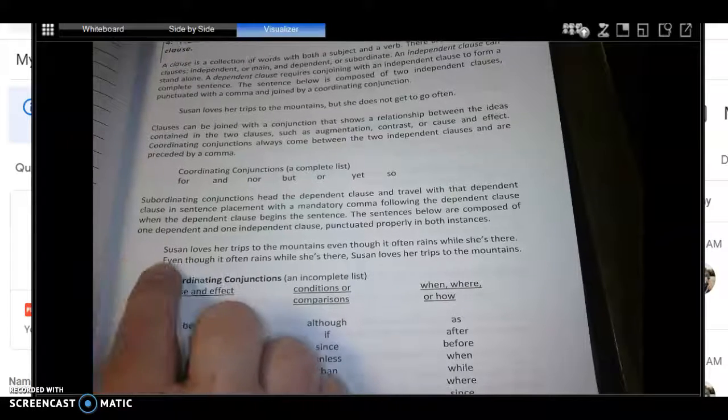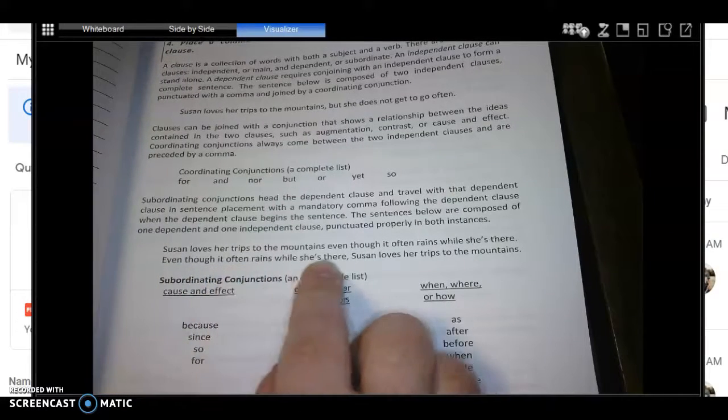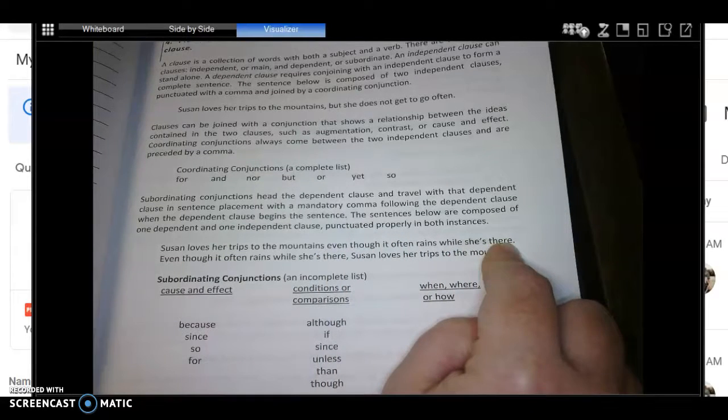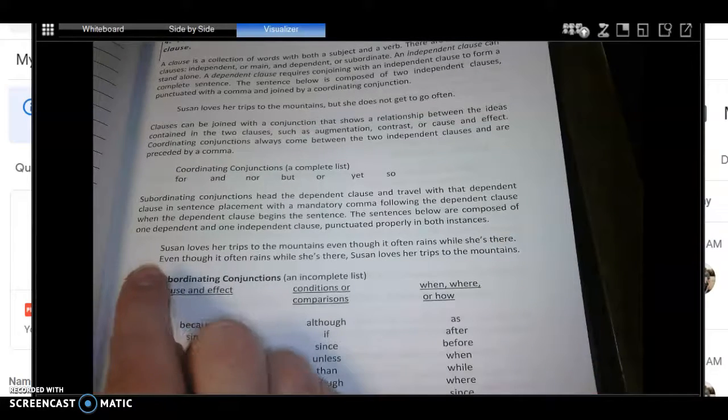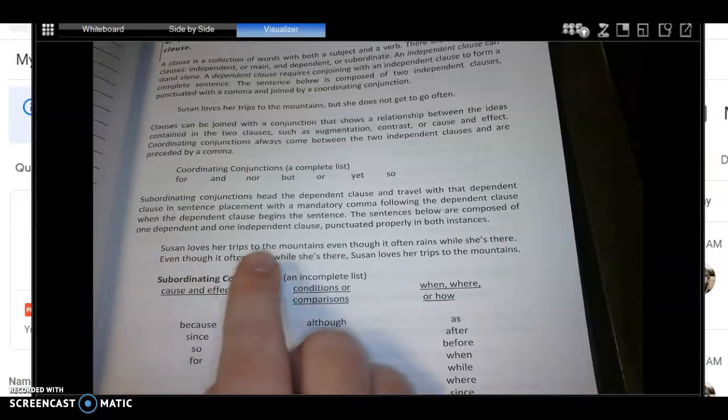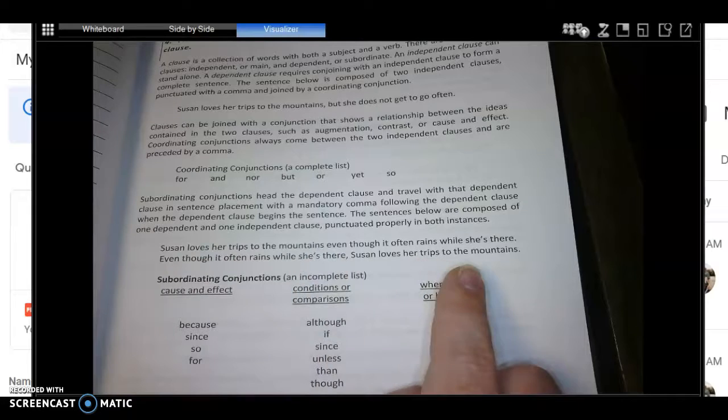If you look here, it's "even though it often rains while she's there," and here it's "even though it often rains while she's there." That's our dependent clause. And we're going to talk about whether or not we use commas in just a second. Okay, so let's underline our subjects and verbs before we get started. We have: Susan loves her trips to the mountains even though it often rains while she's there.